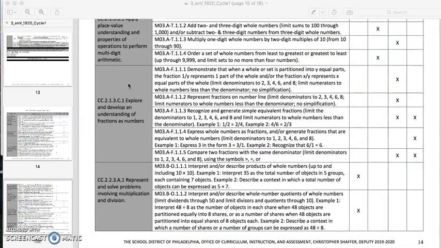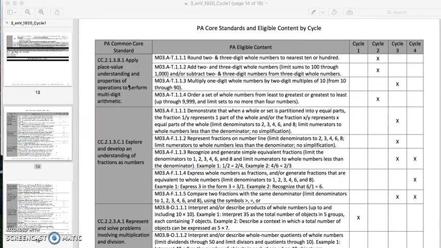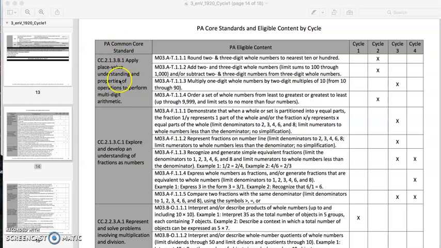Once you get through all of the topics and all of the notes, you'll get this overview of the entire year, which PA core standards and eligible content are being taught in each cycle. Again, because we've only released cycle 1 so far, this can give you a preview of what's to come.